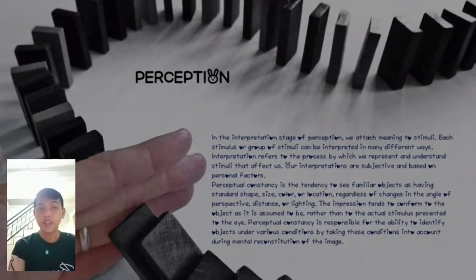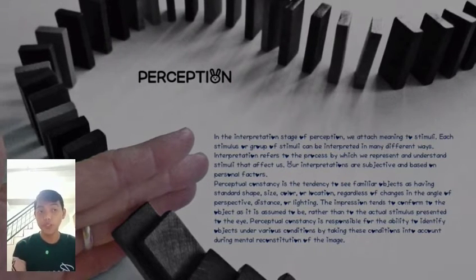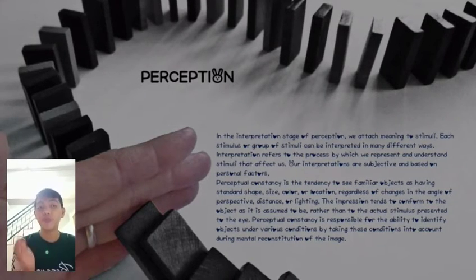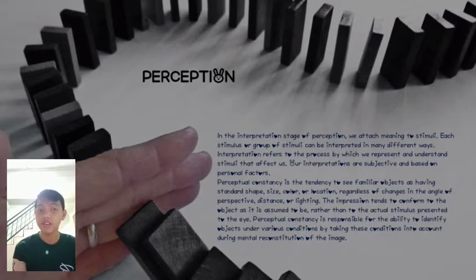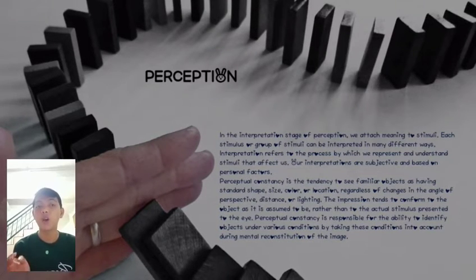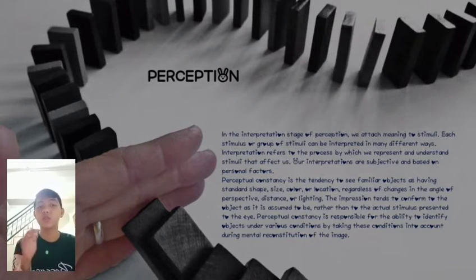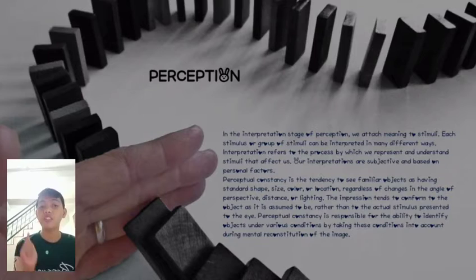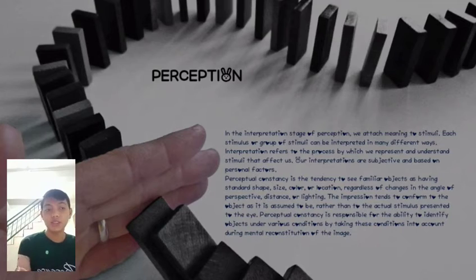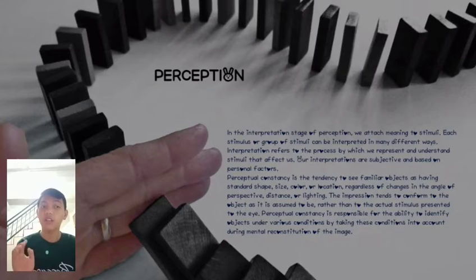In the interpretation stage of perception, we attach meaning to stimuli. Each stimulus or group of stimuli can be interpreted in many different ways. Interpretation refers to the process by which we represent and understand stimuli that affect us. Our interpretations are subjective and based on personal factors. Perceptual constancy is the tendency to see familiar objects as having standard shape, size, color, or location, regardless of changes in the angle of perspective, distance, or lighting.